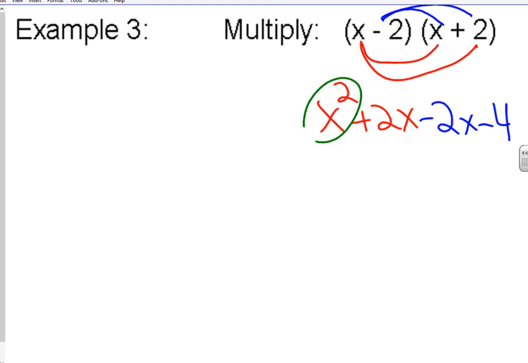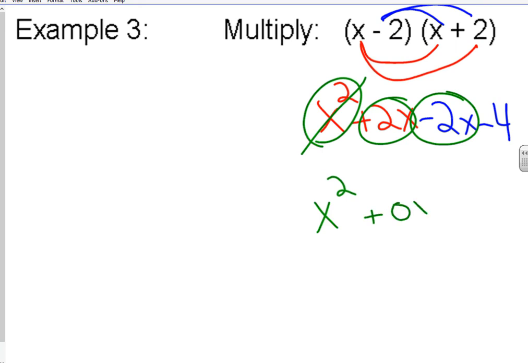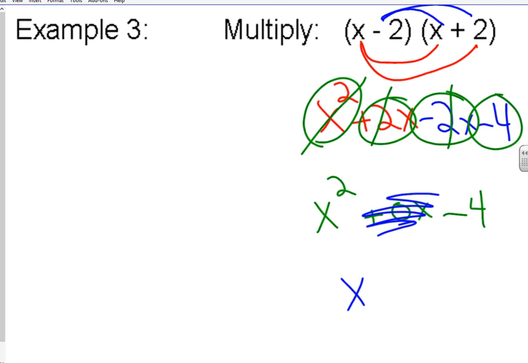Highest exponent, no like terms, answer count. Next highest exponent, 2 minus 2 is 0x. Then we have our minus 4. Now notice, do we waste our time with zeros? No! So our answer is x squared minus 4.